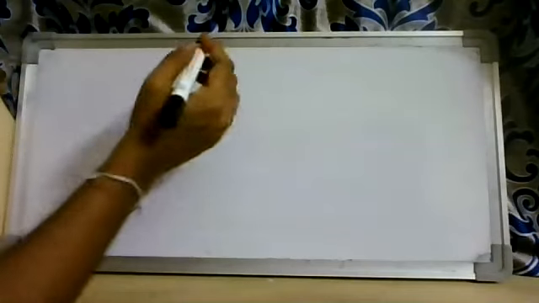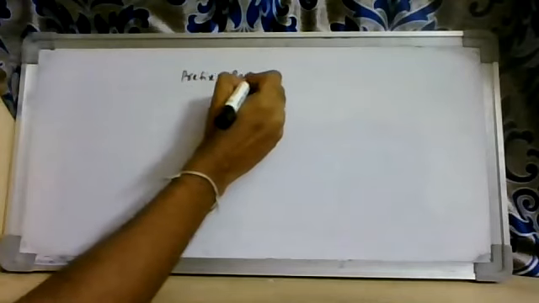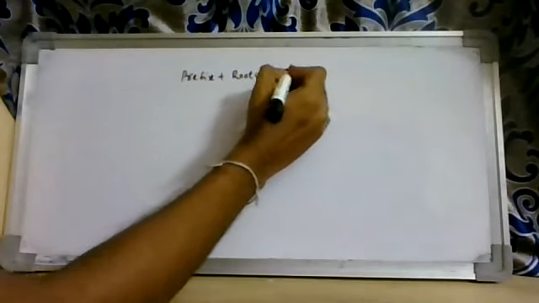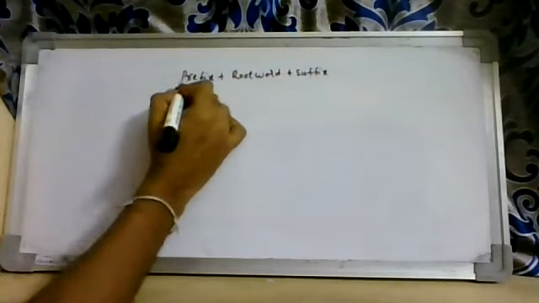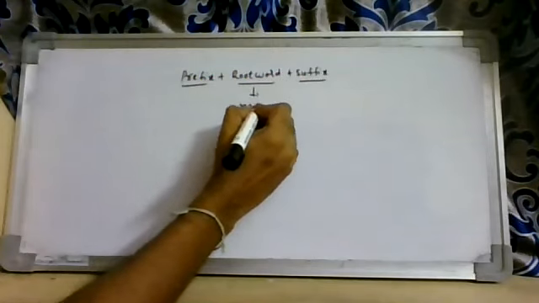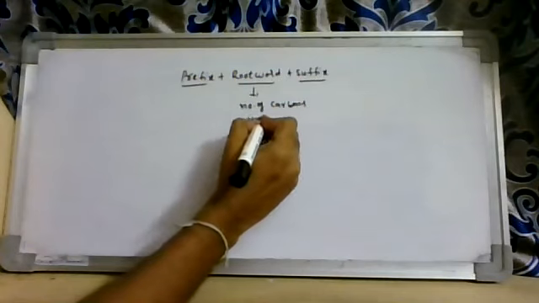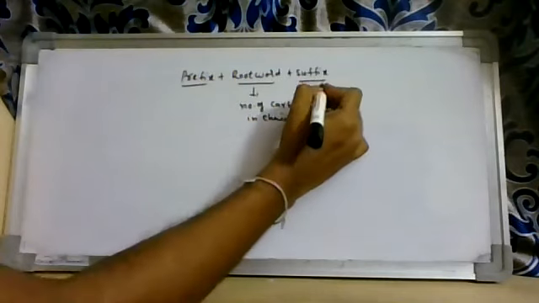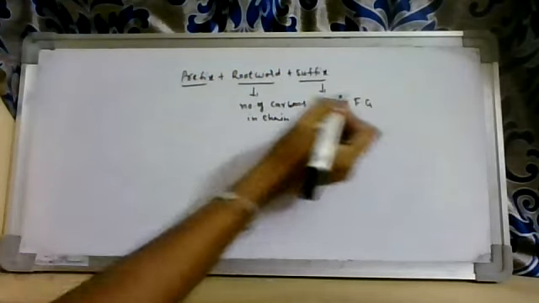So today I am going to explain ester IUPAC name. IUPAC name structure is like this: prefix plus root word plus suffix. Prefix means substituent, root word means number of carbons in chain, and suffix is the main functional group.